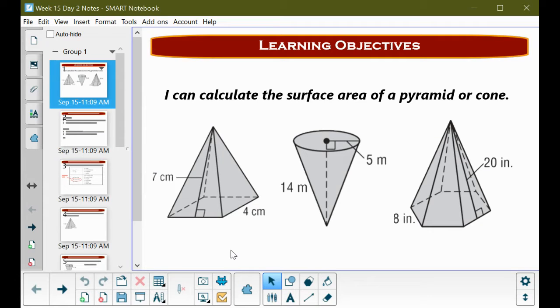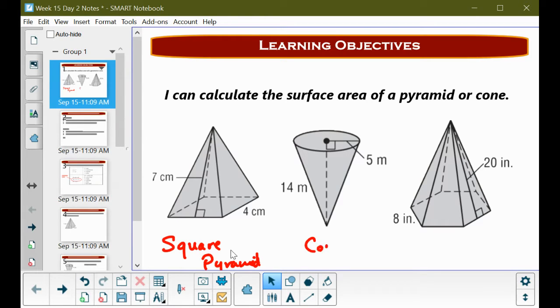Hey, today we're going to talk about finding the surface area of a pyramid or a cone. And here are the three examples we're going to go through today. We have a square pyramid in the first one. So this is a square pyramid.